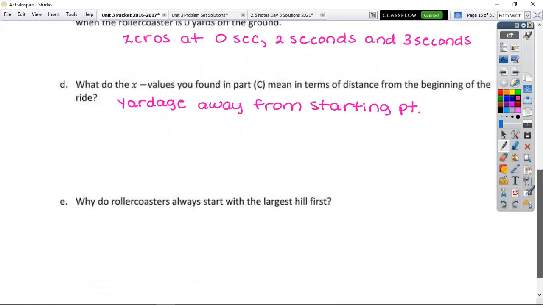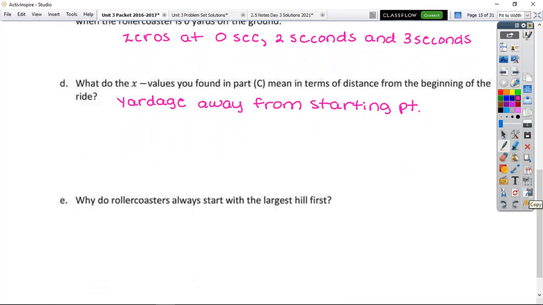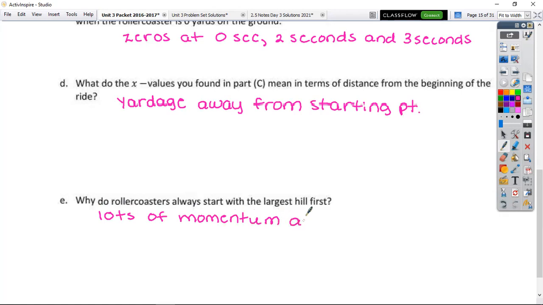Okay, and then E. Why do roller coasters always start with the largest hill first? Someone who likes their science, give me a good explanation there. Perfect answer. Lots of momentum at the beginning. Perfect. This is going to continue on to the back, and what we're going to do is build your factor function from this. A roller coaster is an application of how we can use the graphs in a real world setting.